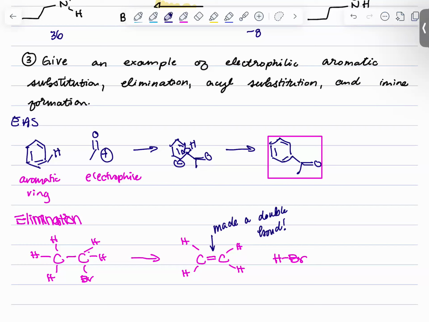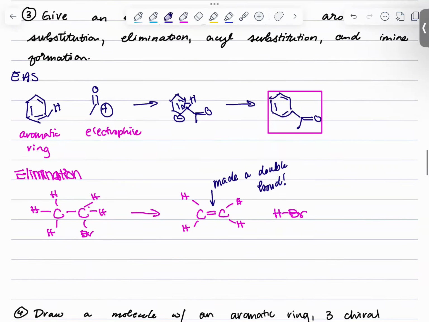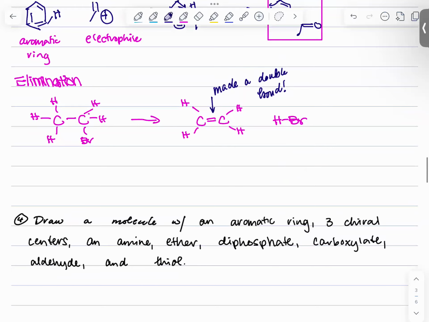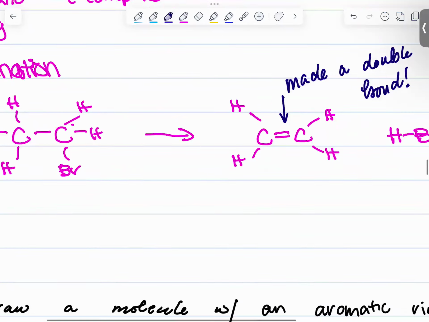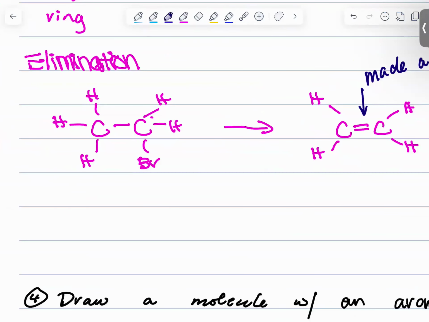Do we have a volunteer for acyl substitution or imine formation? Are you doing acyl substitution? I thought imine would get left for me to do. Good, that'll be helpful. You can just scroll down. Oh, I did not leave enough space. Is that enough space for you? Okay, good.